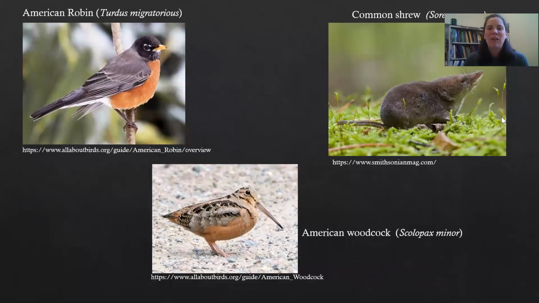But there are other lesser-known voracious predators in our ecosystems, right? We have things like the American robin, which consumes worms, a very voracious predator. Same thing with the common shrew. Common shrews are insectivores, so they eat a lot of insects. And the American woodcock is another species, a bird species that is considered a really voracious predator. So when we think about predators in these top-down effects, we're not just talking about these charismatic large vertebrate species or large carnivore species. We can also think about species that eat things like insects, for example, or worms in the case of the American robin.